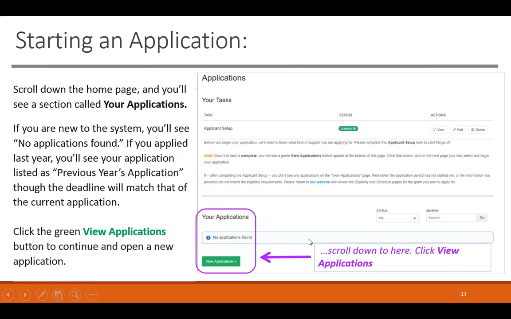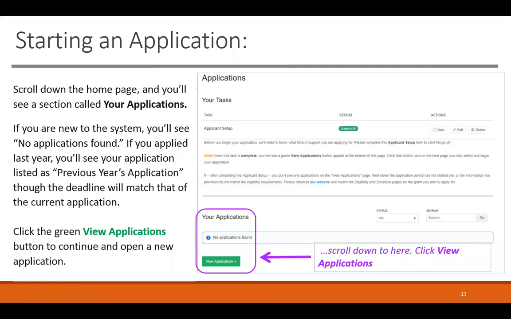If you have applied in the past, then when you log in and scroll down your home page, you'll actually see your previous applications here. And over in this area, it'll say details, and your detail will say previous year's application. While that may look like you can edit it, you absolutely can't. So you'll still want to go here, click on view applications, and create a new application for this year.